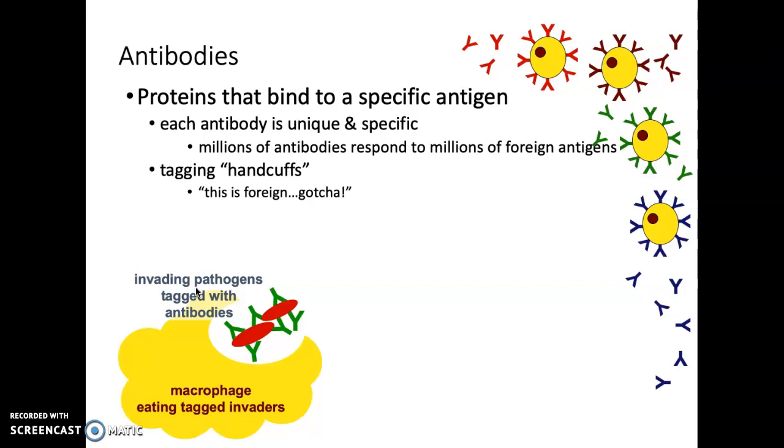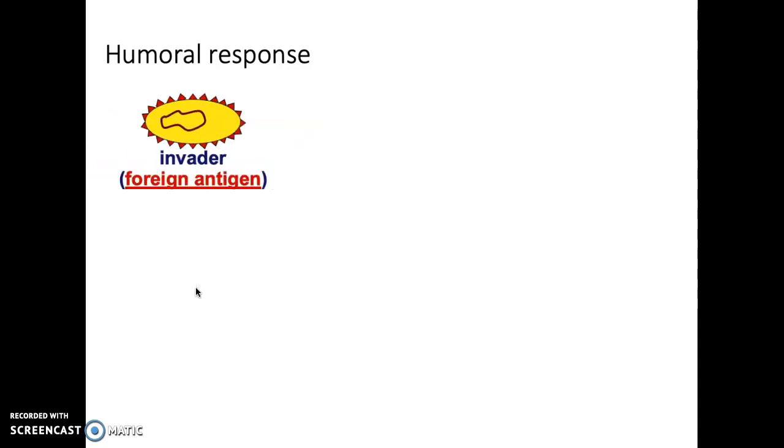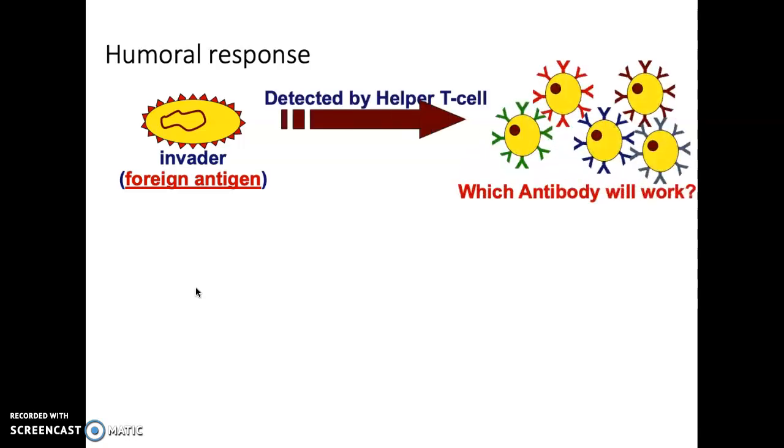So that's what's cool about those antibodies. And that is, like I said, the humoral response. We have our invading antigen, our foreign antigens, and basically they're detected by the helper T cell, and then they say, plasma B cell, you got to make a specific antibody. Which one is it going to be? And that takes a little bit of time to figure out which antibody will actually work for that antigen.